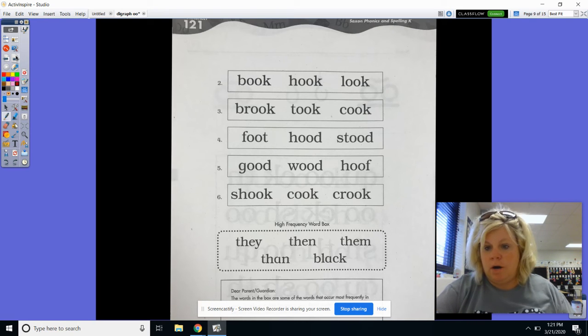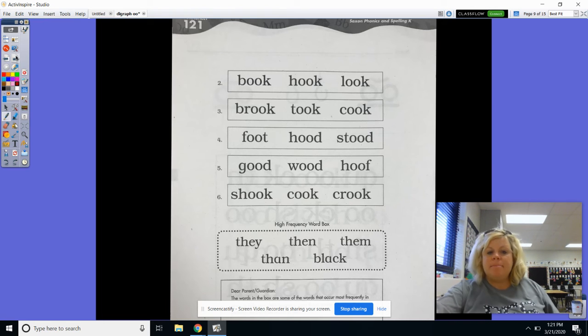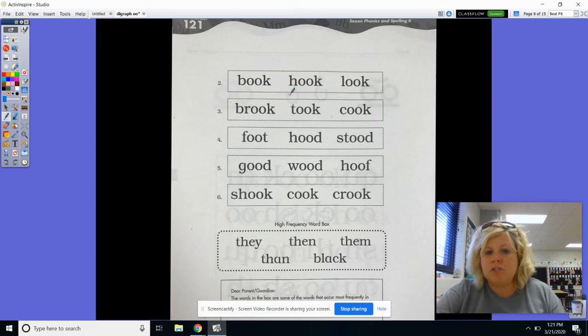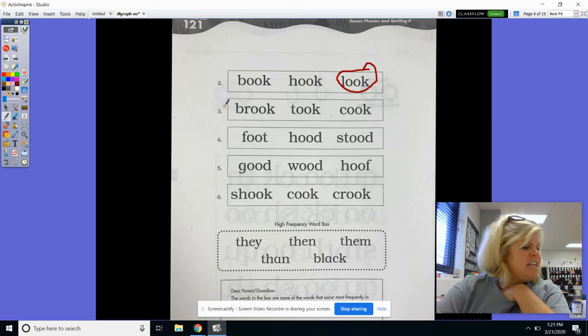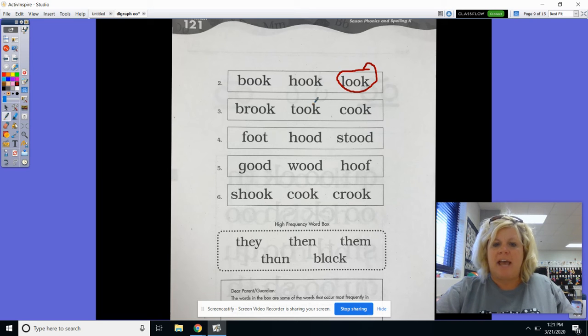Now I'm going to say a word and I want us to see if we can find the word and we're going to circle it. Okay? Beside number 2, we have digraphs OO in each of these words. I want us to circle the word look. What sound do you hear at the beginning of the word look? Oh, like lion. So we're going to circle the word look. All right. And number 3, this time I want you to circle the word took. Took begins with a letter sound T.